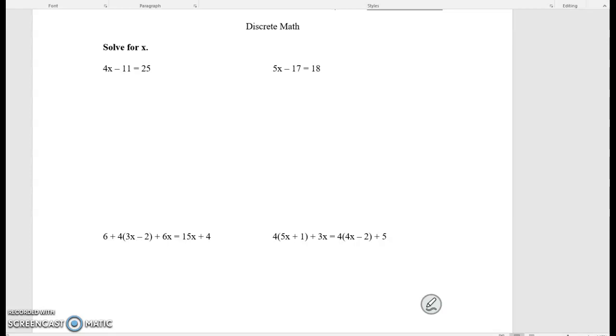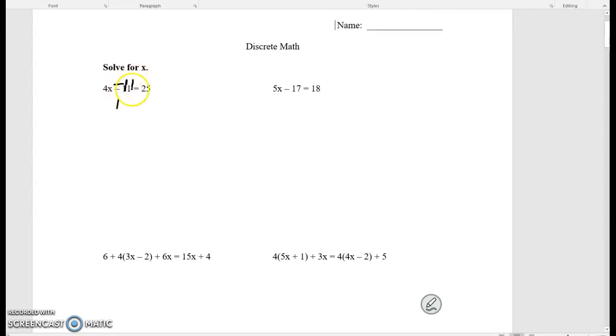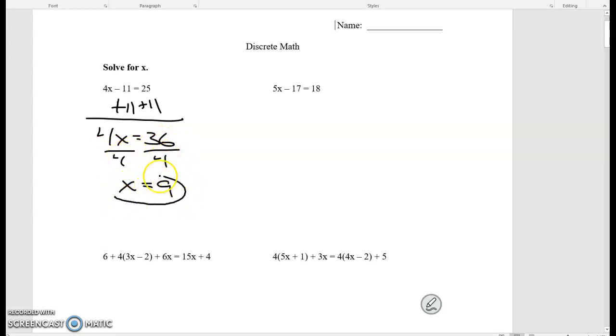So the algebra stuff is essentially this: 4x minus 11 equals 25. I'm adding 11 to both sides. 4x equals 36. I divide by 4, I divide by 4, and my x equals 9.